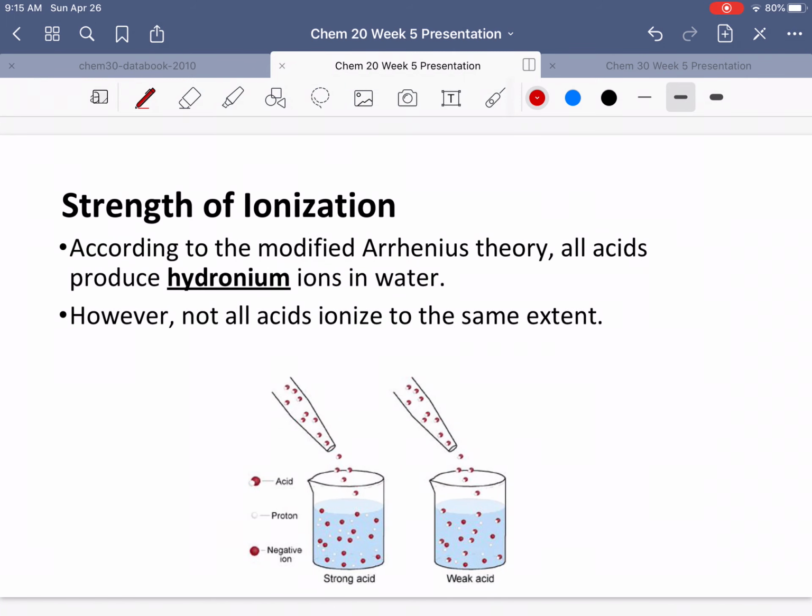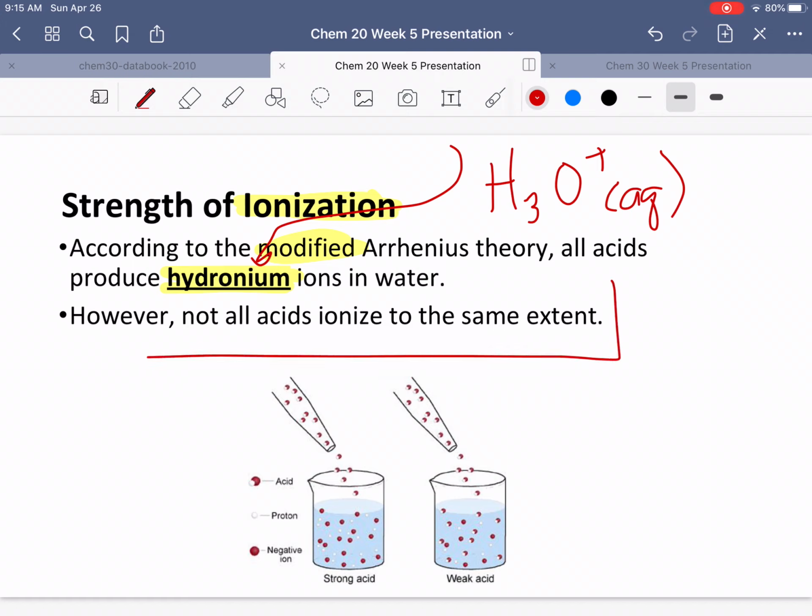Strength of ionization is a key thing. You already know that when you put an acid in water, it undergoes ionization. So it turns into ions when there weren't ions before. You also know, now according to the modified Arrhenius theory, that one of the ions that's being produced by an acid is hydronium, H3O+. That's important too. Now, this statement is the key one. Not all acids ionize to the same extent.